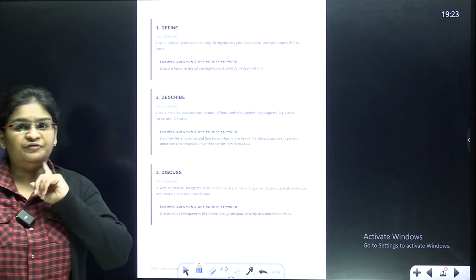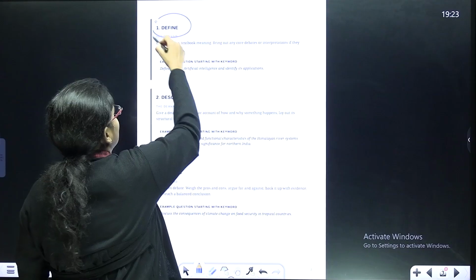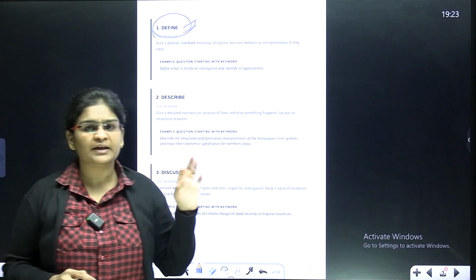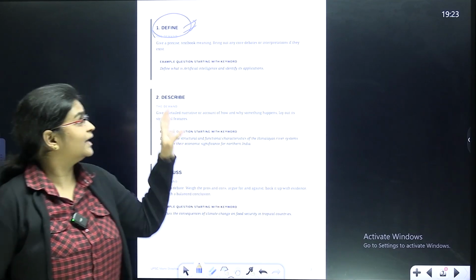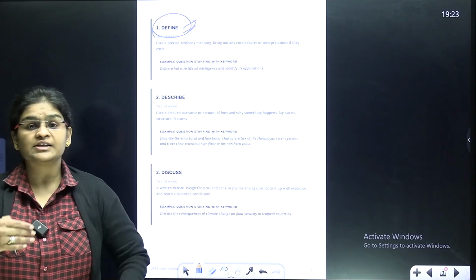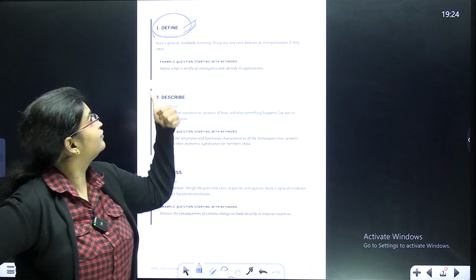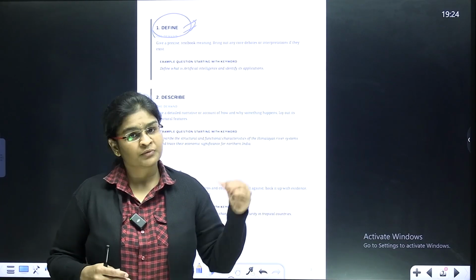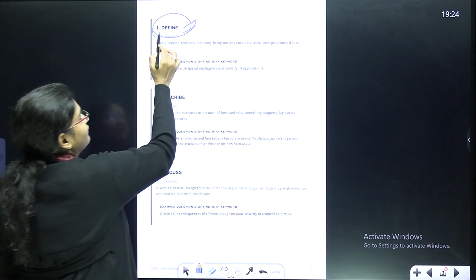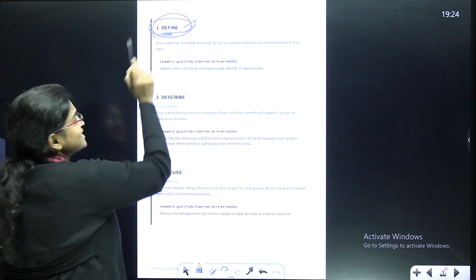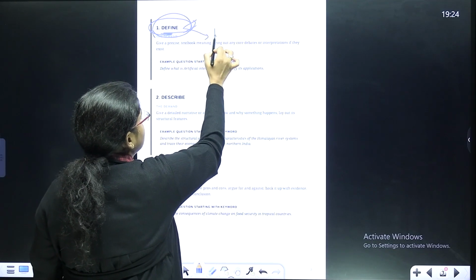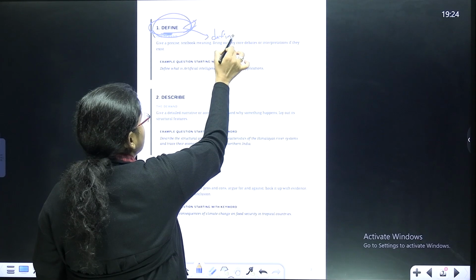The first keyword we are going to see is define. If a question in the UPSC uses the word define, how should we approach our answer? What is the way of writing our answer if the word define has been given? Let's discuss this. First and foremost, whenever the word define is given, we need to give a proper definition.